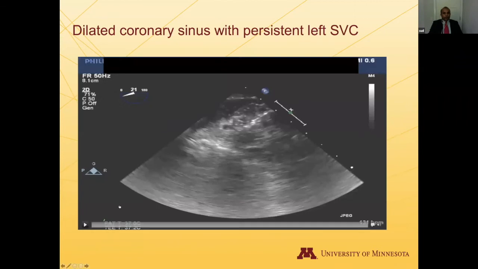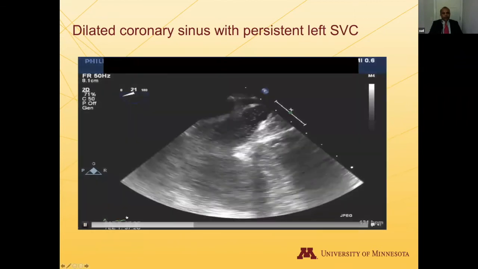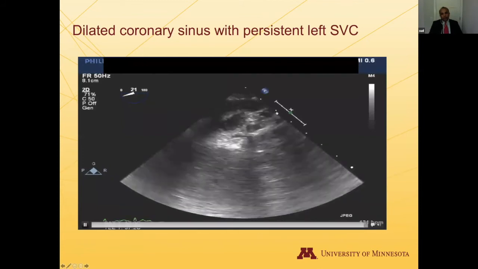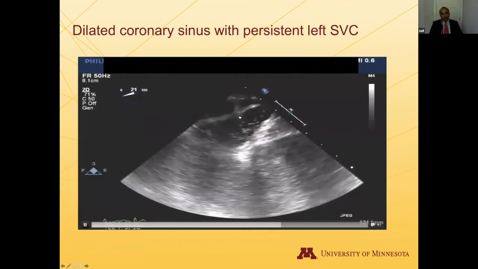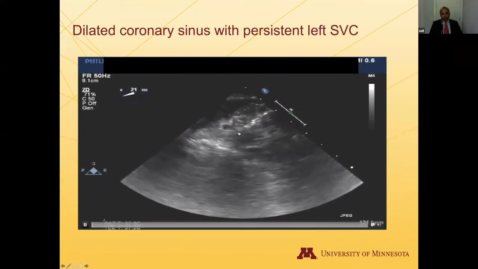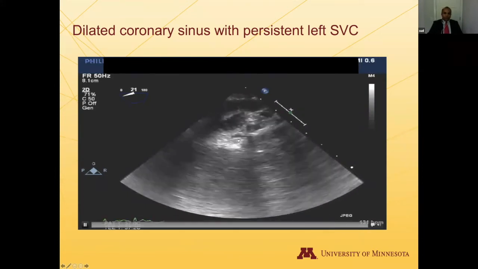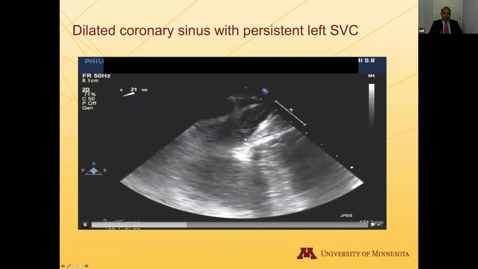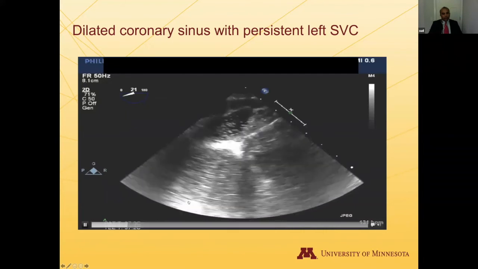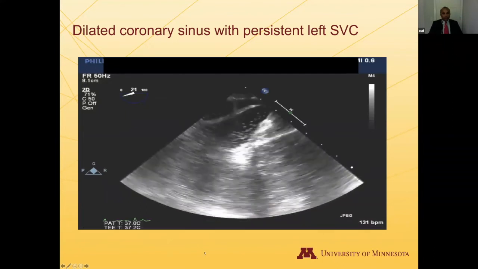All right, so here's an image of a dilated coronary sinus. As you can see, each of these dots is about a centimeter. If you measure the coronary sinus just about there, it's about 1.2, 1.3 maybe. So we saw a dilated coronary sinus and we had a left-sided IV and we injected some contrast and you can see that coming through. The patient also had a left persistent SVC.